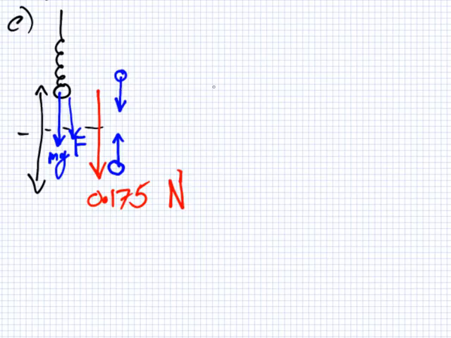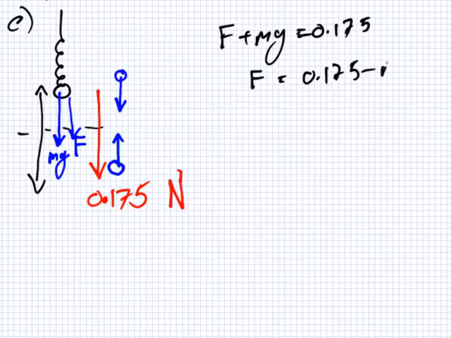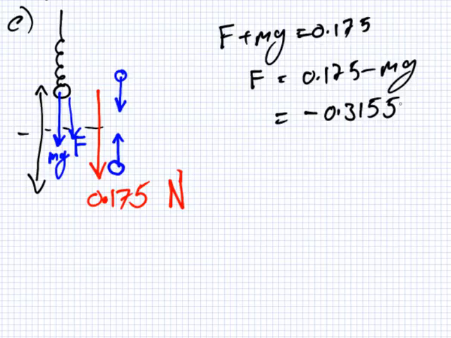So you have F plus mg equals 0.175. F equals 0.175 minus mg. So the answer is minus 0.3155. Now what's strange here is that minus tells me that the spring force is actually acting upwards, that I drew the picture the wrong way.